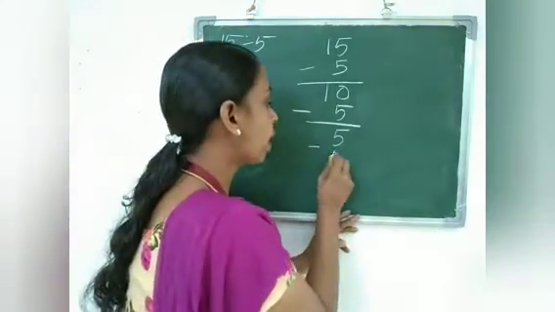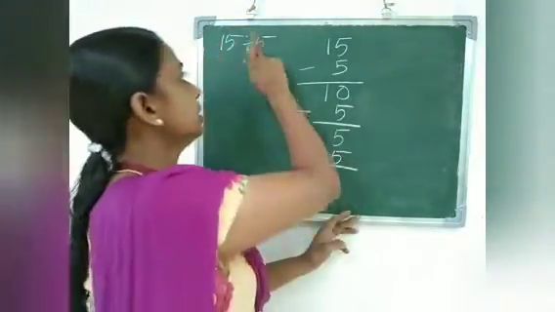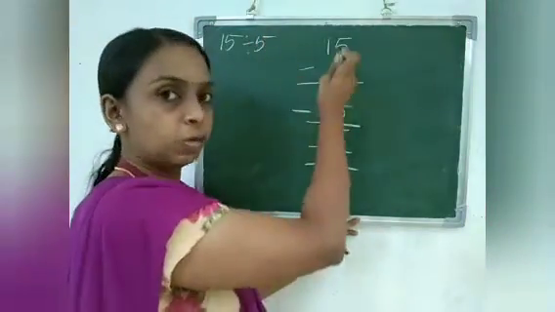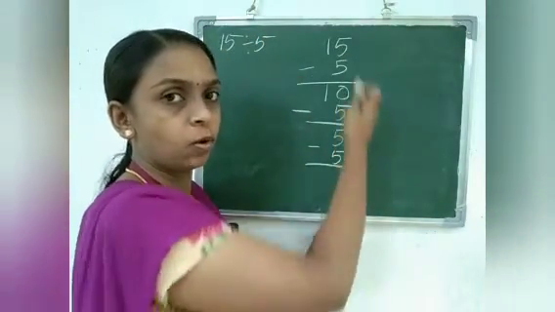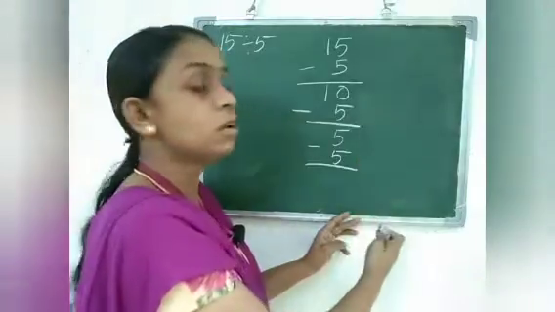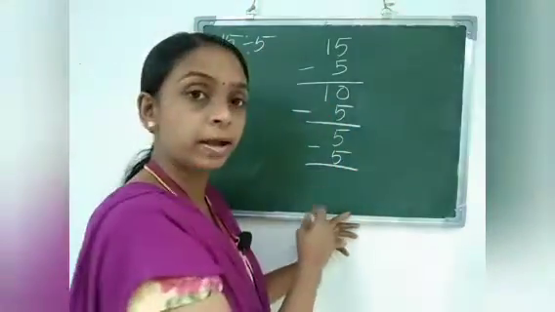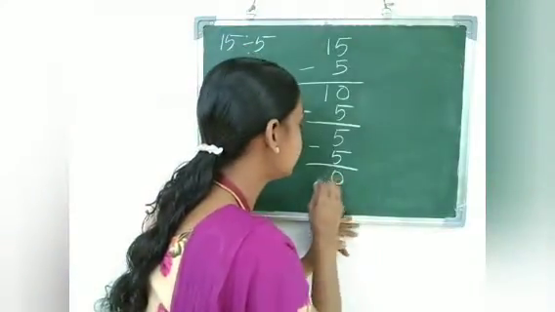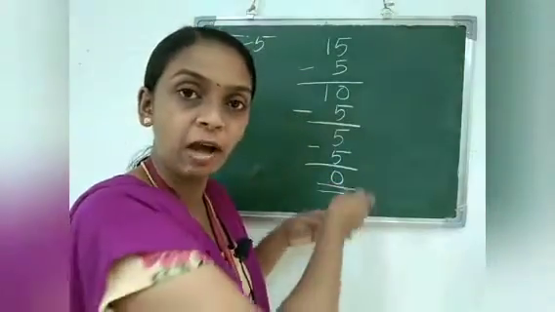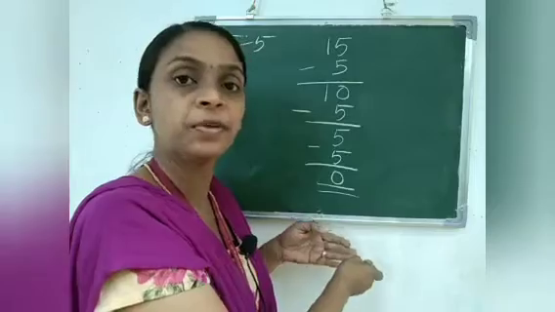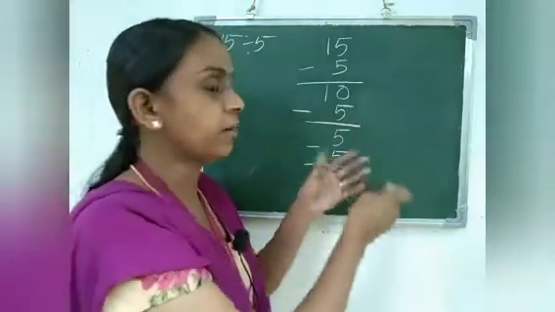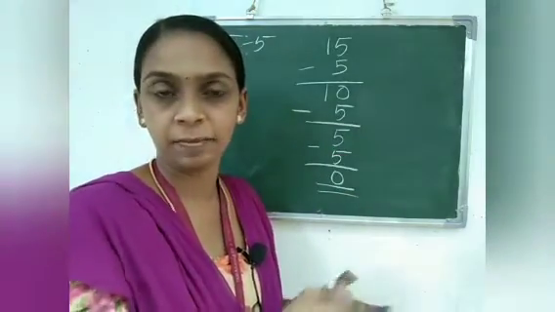So again we have to subtract 5. With the answer we got, we have to subtract this second number 5. So, 5 minus 5? Yes, it is 0. So we got 0. So we have to stop the subtraction here, and we can find the answer from this subtraction method.